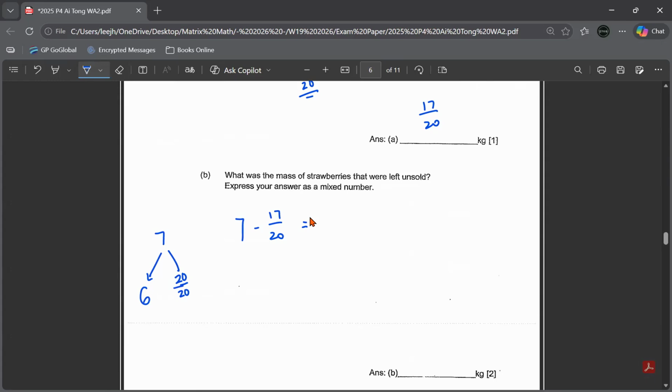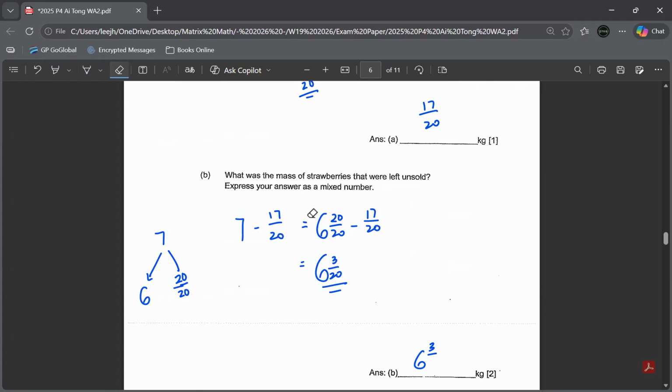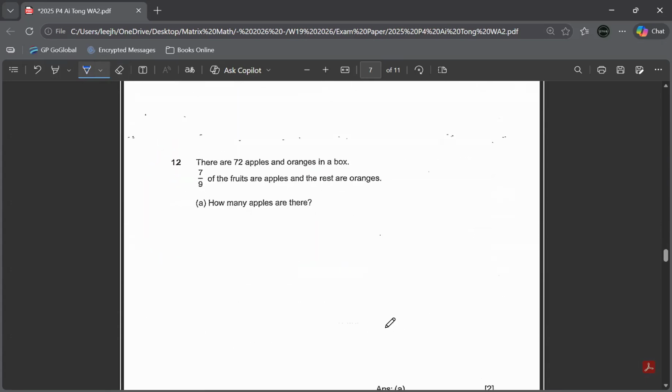So if you express 7 wholes as a mixed number, it will be 6 wholes, 20 over 20, minus away whatever is sold, 17 over 20. Answer: 6 wholes, please remember to write down, 20 minus 17 is 3 over 20. It's a simplified fraction already, so we cannot simplify further. So the answer is 6 wholes, 3 over 20. Let me write this properly again. Okay, that's your answer. Question number 12.